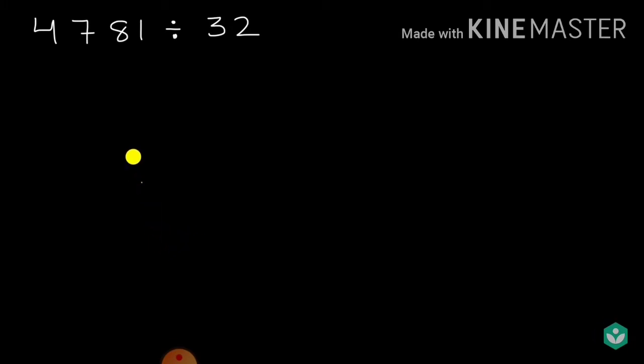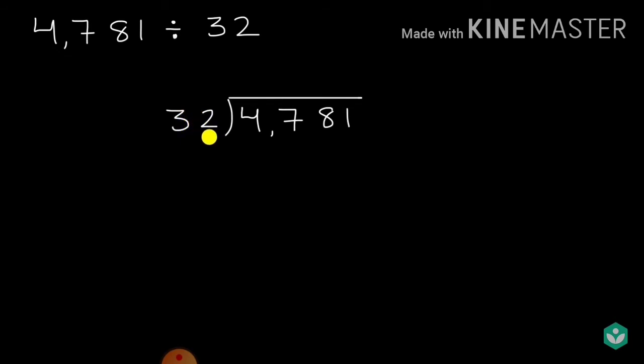All right, now let's work on this together. So first let me rewrite 4,781, and this is going to be divided by 32. Now whenever we divide by anything that has more than one digit, it's a little bit of an art. The way we're going to tackle it is a little trial and error using estimation.